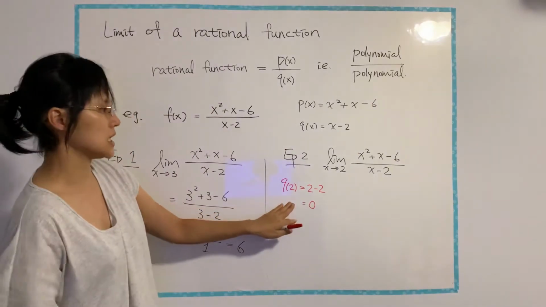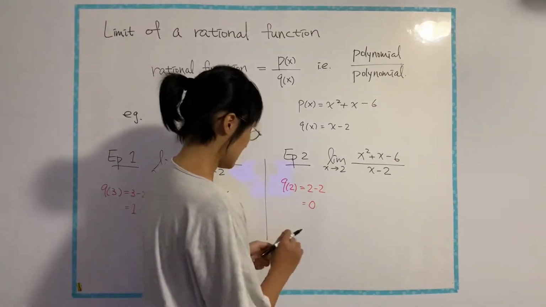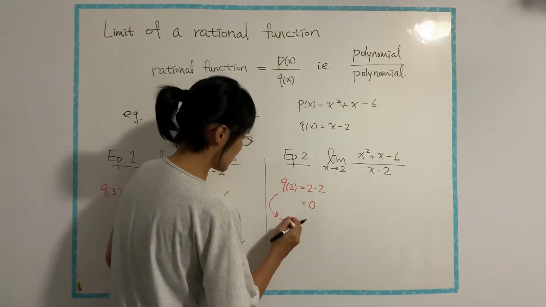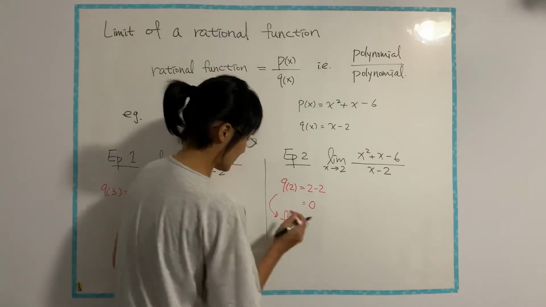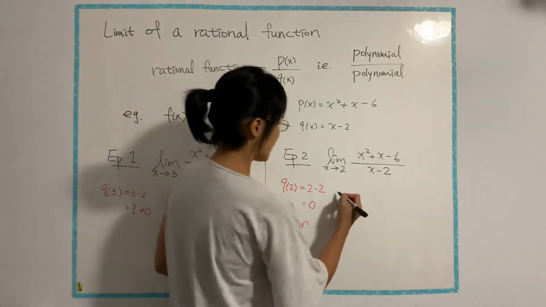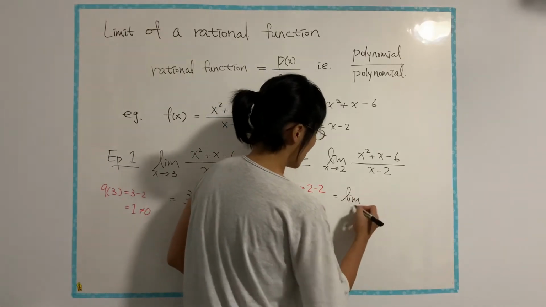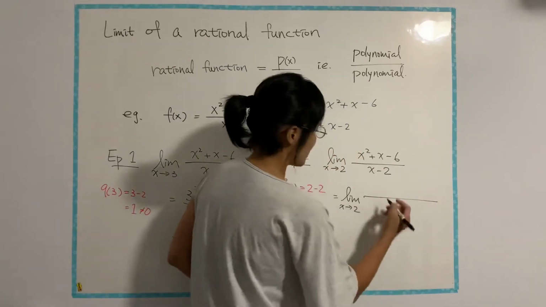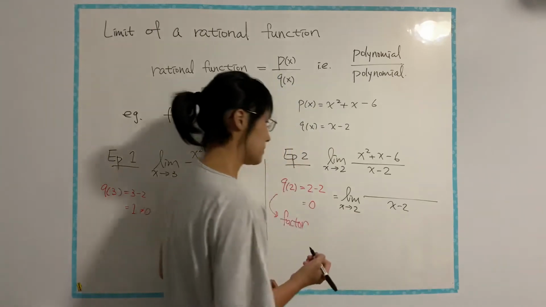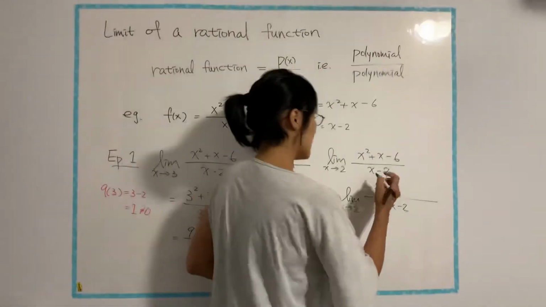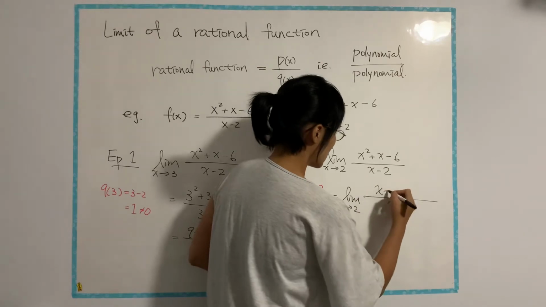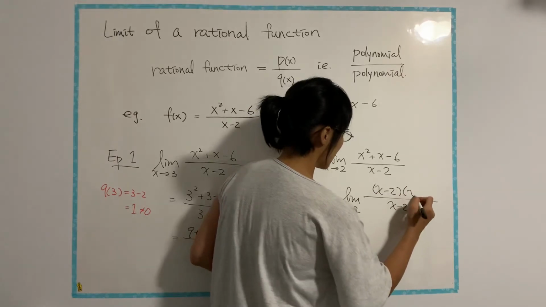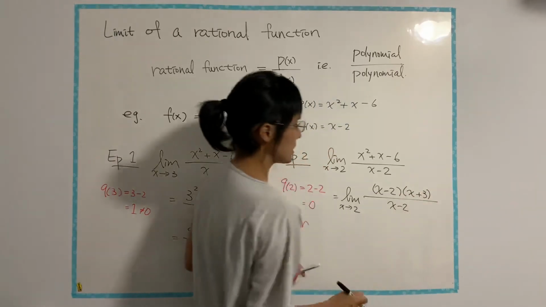If q at c is equal to 0, then that's not good. Do not do straightforward evaluation. You go to the next strategy. You will do factoring. So what does that mean? It means I try to factor all the polynomials I see as much as possible. The one on the bottom has nothing to factor, so let's keep it there. The one on the top, I can factor this as x minus 2 times x plus 3.